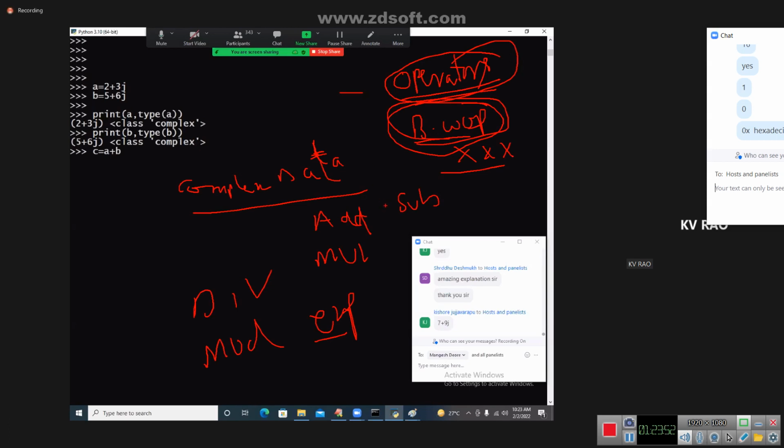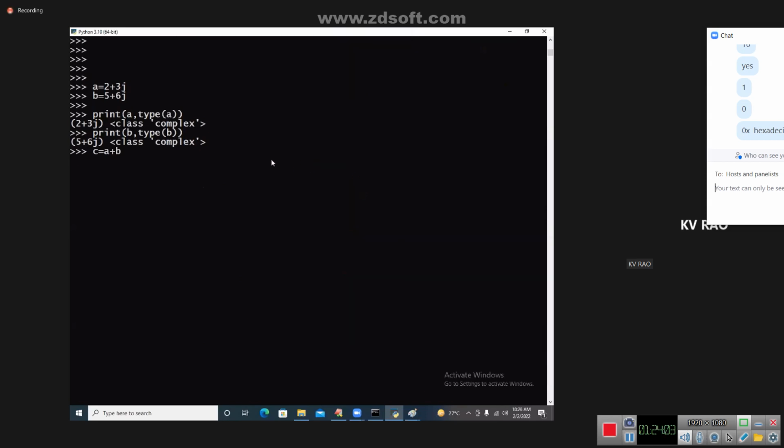Okay. So first, if you want, I can show you a small thing. On complex data, we can perform some extra operations also. Right. So coming to the point of it, print of C.